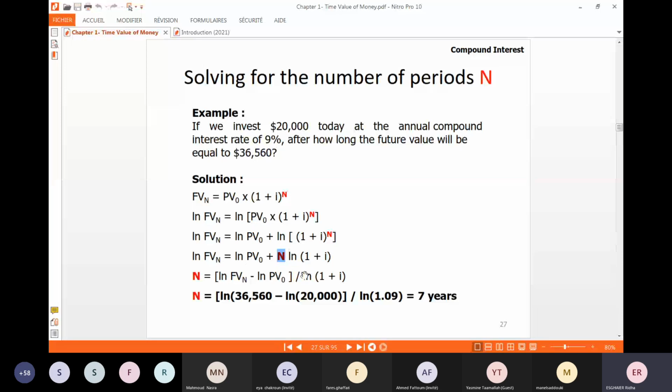from the beginning we can say 1 plus I power n is equal to future value n over present value 0. It will be here in the denominator: logarithm between parentheses of future value n over present value 0, or logarithm future value minus logarithm present value over the logarithm of 1 plus I. This will allow us to estimate the number of years required to pass from a known present value to a known future value using a known interest rate. So here the unknown parameter is the number of periods. Is it clear here?